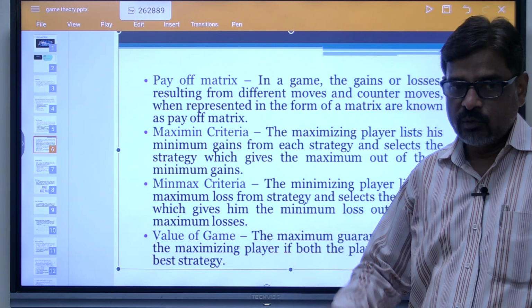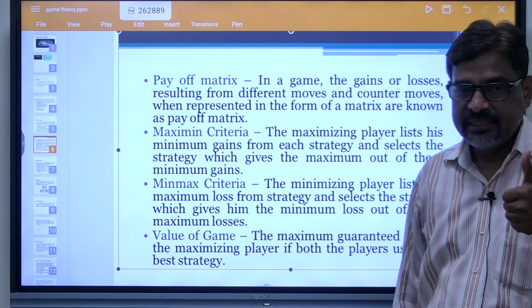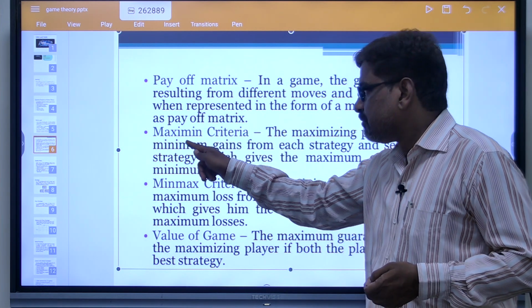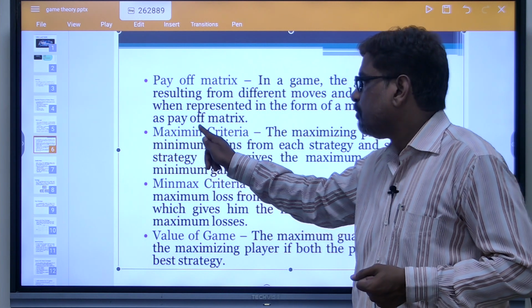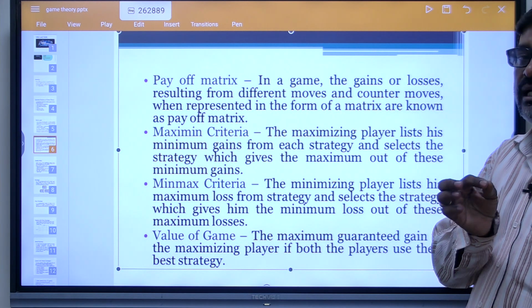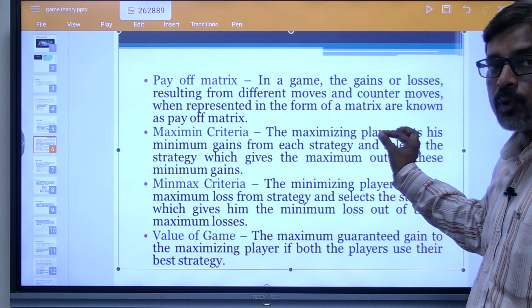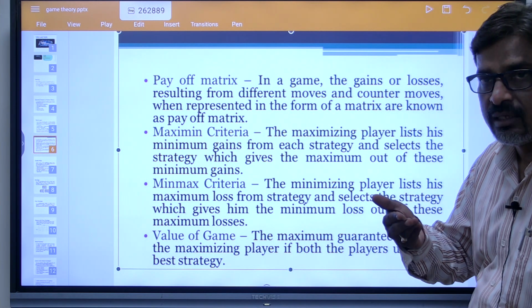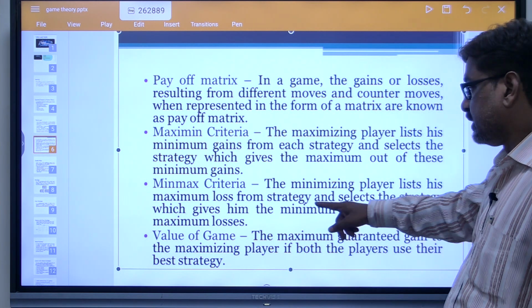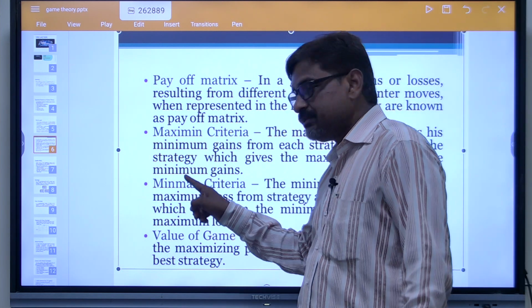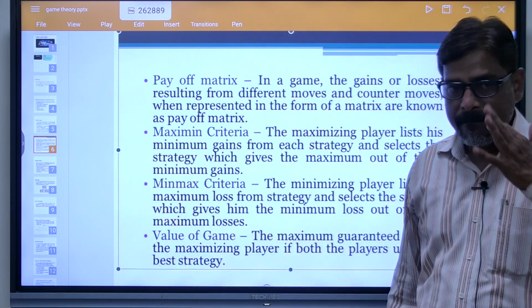So, if we want to maximize our profit, that means we will select the maximum out of the various minimas. Whatever minimas we obtain, we will take the maximum, so that is the maximin criterion, and this will be applied in the case of the profit making body, the player who is on the profit side. In a similar way, in the minimax, out of the various maximas we will select the minimum one.